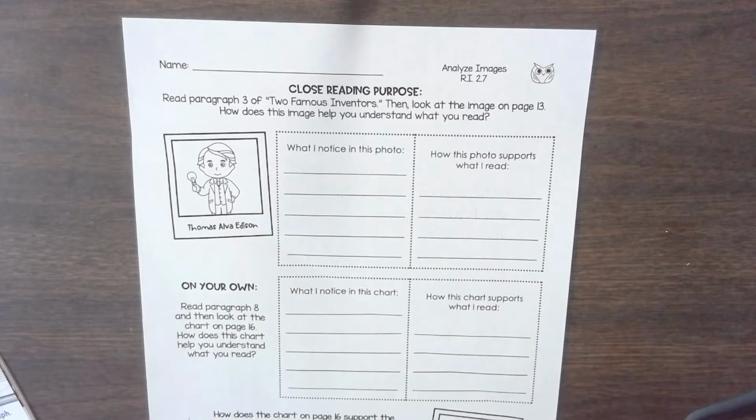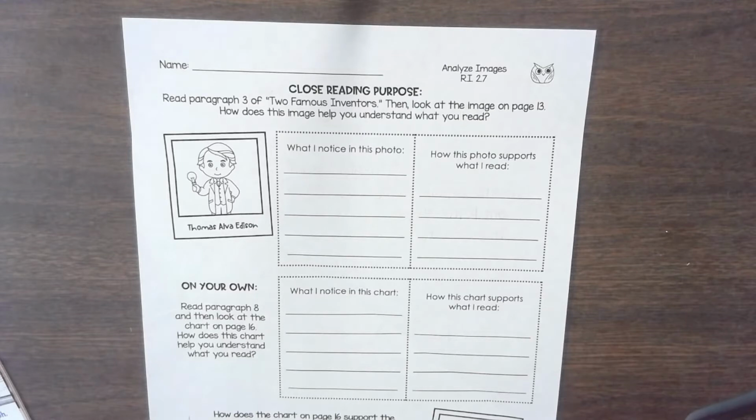In this reading we learned about different inventors like Thomas Alva Edison, Alexander Graham Bell, and George Washington Carver. We know that inventors create something new and often solve problems. For this worksheet, we're going to be looking at different photos in our reading and analyzing them. So looking at them and seeing how the image helps us understand what we read.